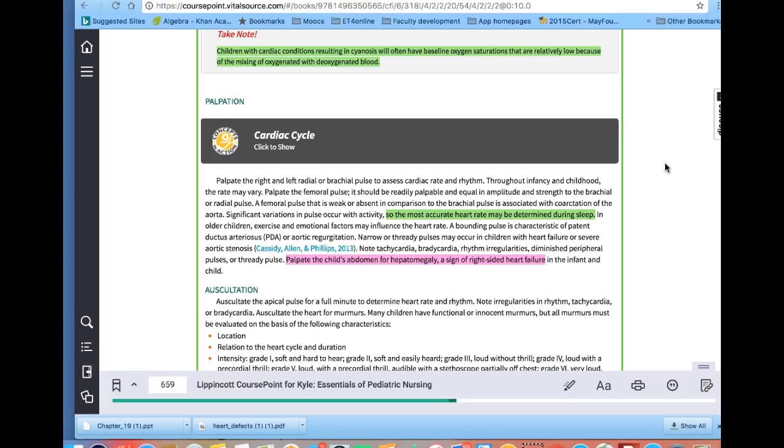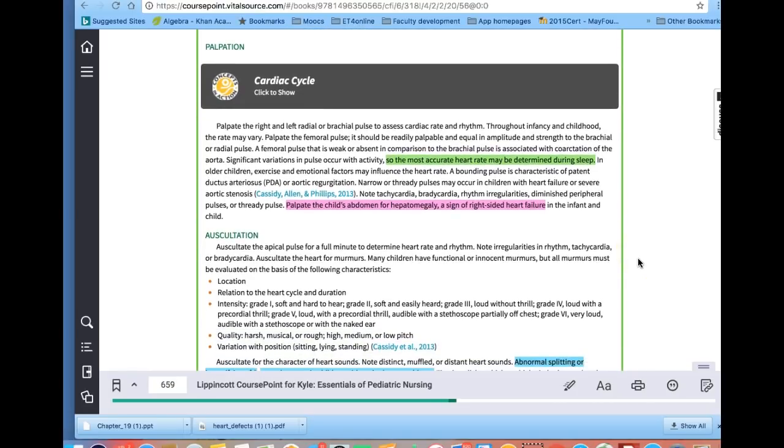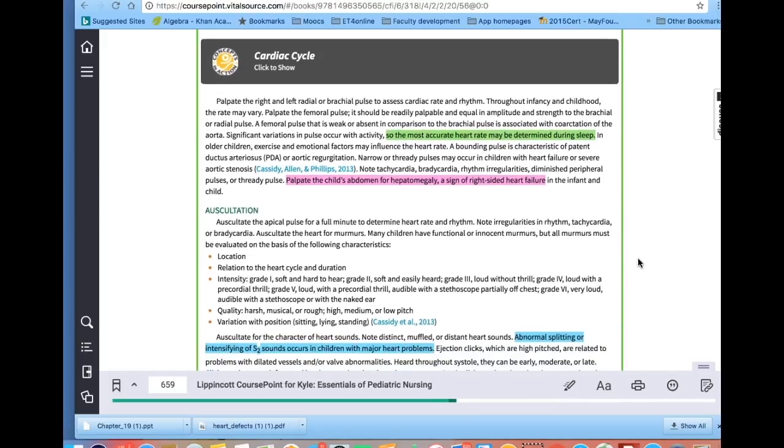All right, so more physical assessment. Accurate heart rate. You listen for a minute, you listen for an apical pulse. Bounding heart rate or bounding pulse is characteristic of a PDA. Make sure you feel their belly. Right-sided heart failure can result in hepatomegaly. All right, check their pulses. You need to document if their pulses are equal, if they're bounding, if they're thready, etc.